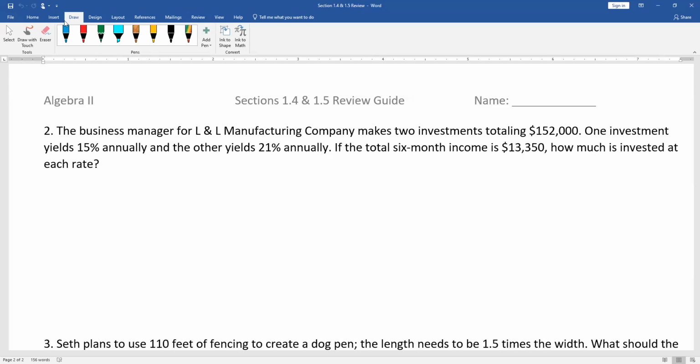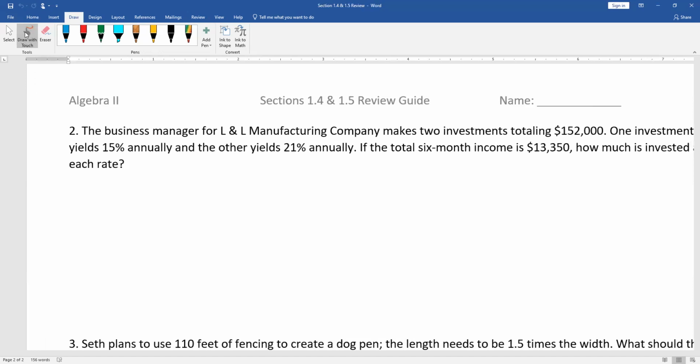So one account is yielding 15% annually. I don't know what universe they live in that they get this much back in interest, but lucky for them. But one is 15% and one is 21%.